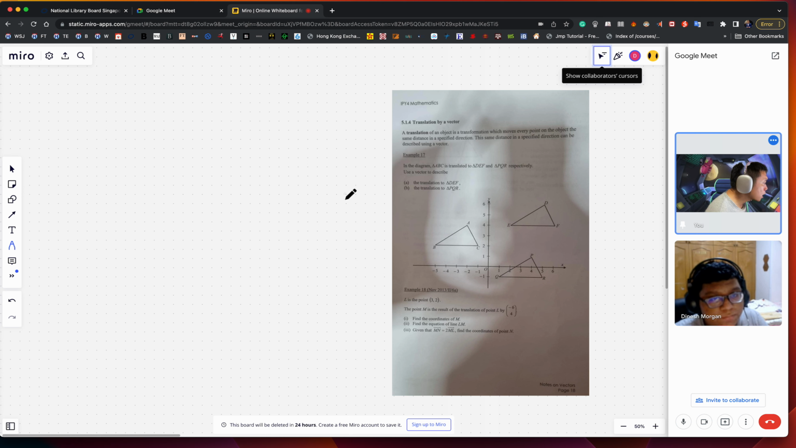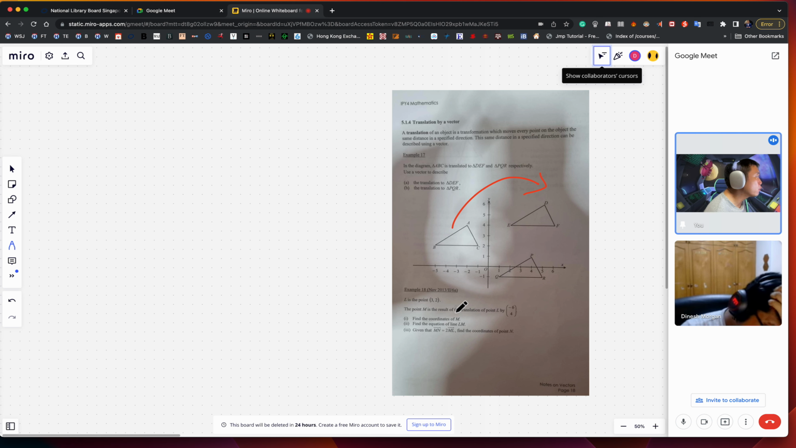So, use a vector to describe the translation of triangle ABC to triangle DEF. So from here to here. What's the translation? In a way, you have to understand.